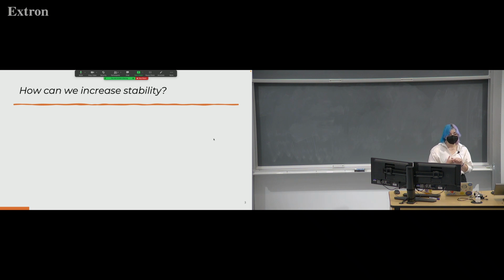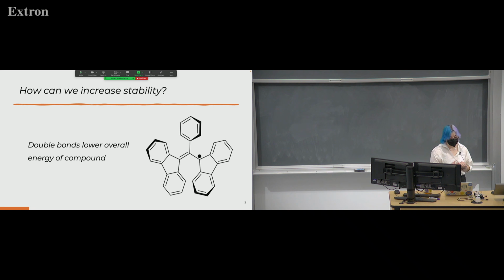Well, there are two main ways of increasing the stability of a radical. One of those ways is stabilizing the overall molecule as a whole, and we can do that by increasing the number of double bonds that are present, which will lower the overall energy of the compound. So for instance, this is a radical that has quite a few double bonds, which allows for pi conjugation and delocalization of electrons, which does stabilize the radical.